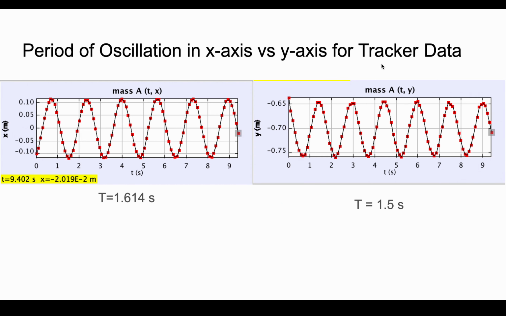The period of oscillation in the x-axis and the y-axis: you can see that T for x is greater than the period of oscillation for y. I believe this is simply because it's reaching these peaks in a greater amount of time, likely because it's traveling a greater distance. You can see that these peaks are farther apart. From 0.1 to negative 0.1, that's a 0.2 difference, but from negative 0.65 to negative 0.75, that's only a 0.1 distance. So this time is going to be shorter, but this time is going to be longer because it's traveling a greater distance. This is also because of the different forces acting upon it. And that's all.